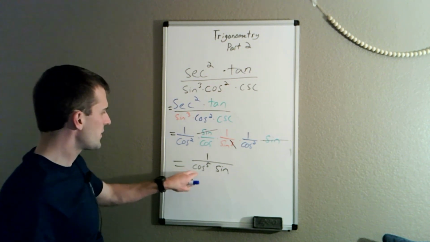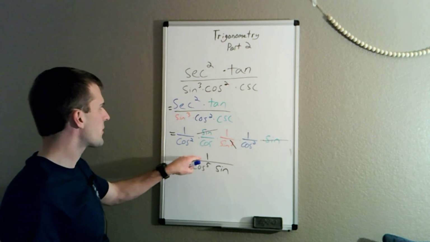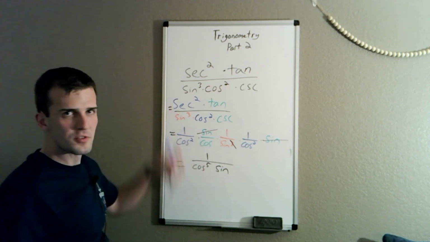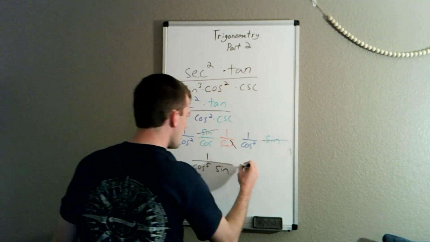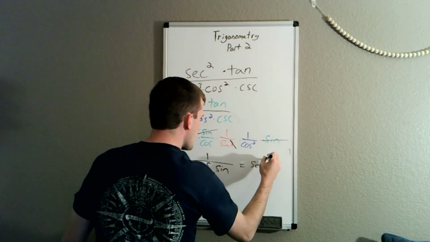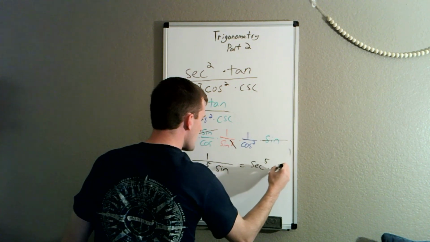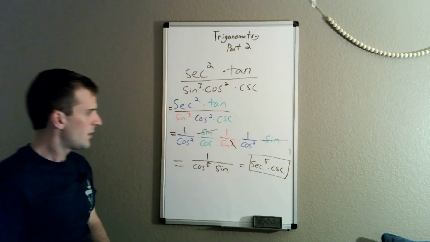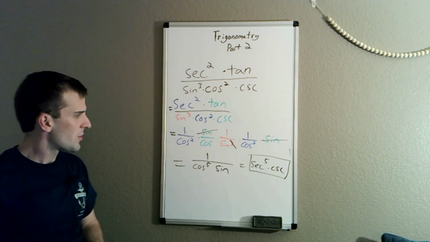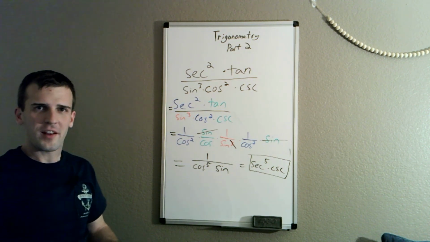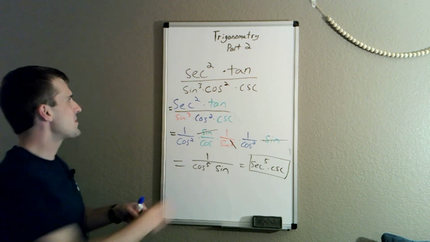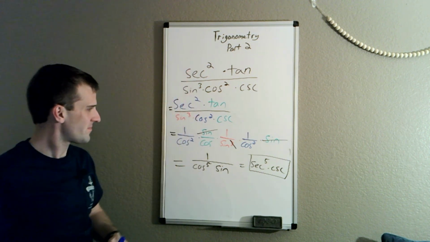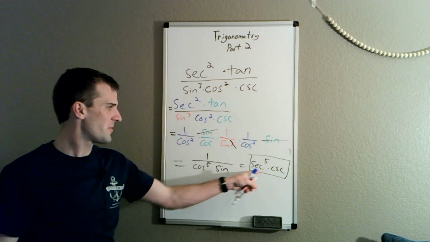And we can move these up to the numerator by using secant and cosecant, and we're left with secant to the 5th times cosecant. And that is relatively the most simple form that you can get this beast of a starting equation in. It's just secant to the 5th times cosecant.